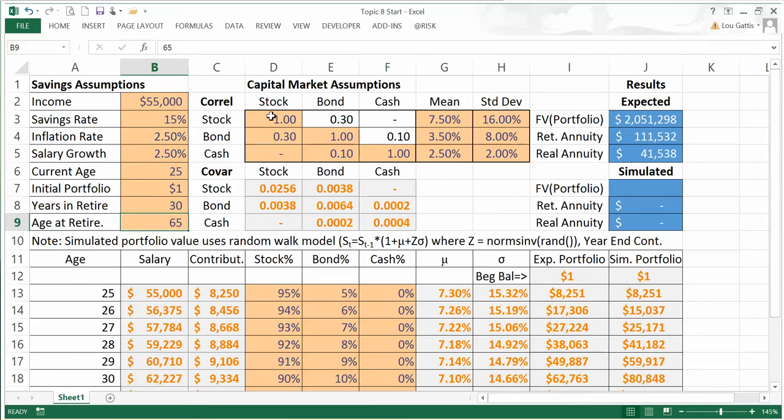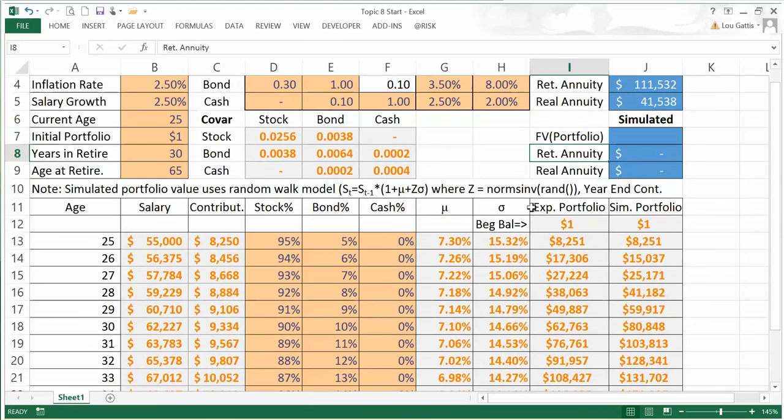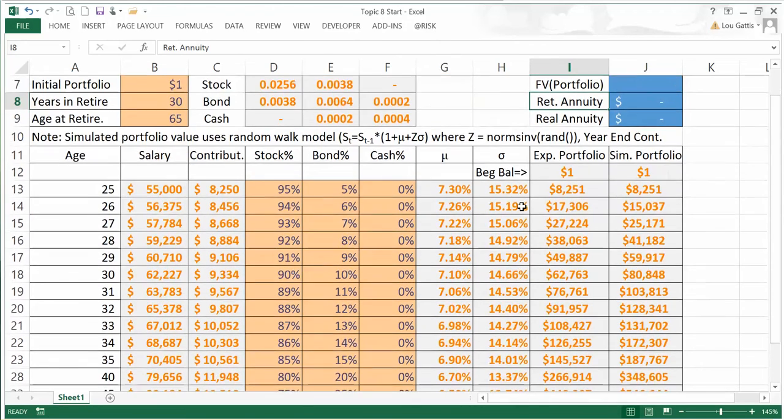65. My capital market assumptions: I have correlations between stocks and bonds of 0.3, stocks and cash of 0, and cash and bonds of 0.1. I'll use expected returns of stock, bonds, and cash of 7.5, 3.5, 2.5, and volatilities of 16, 8, and 2. With that, I can calculate a covariance matrix by combining the correlations and the standard deviations. I can then simulate this portfolio over time.